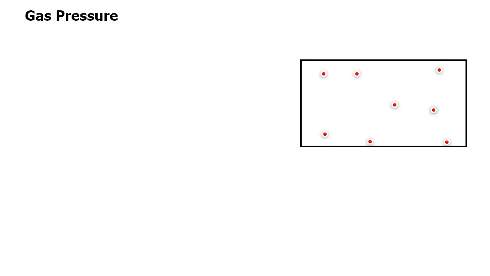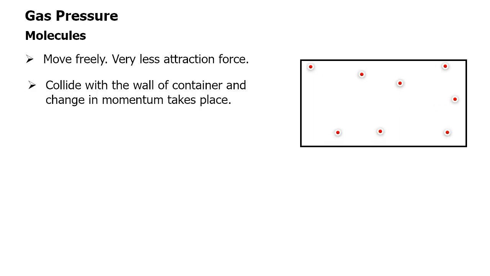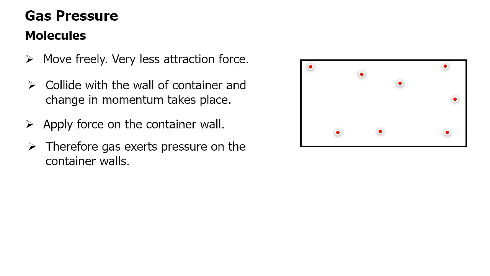Now let's try to understand gas pressure. We know that gas molecules move freely in a container and there is very little attractive force. These moving molecules keep on colliding with the container wall, so they transfer momentum to the wall. We know that the rate of change of momentum is force, so these molecules apply force on the wall. It results in gas pressure.